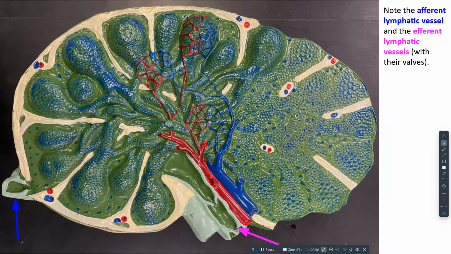Now, a couple other things we can note. We can see an afferent lymphatic vessel right here, bringing lymph to this node. We can see an efferent lymphatic vessel right here, exiting from the node at this indentation, which is the hilum. And notice we see valves in here as well. Valves, of course, are going to help me prevent backflow. Valves are necessary. Backflow is a possibility because my lymphatic system is a low pressure one.